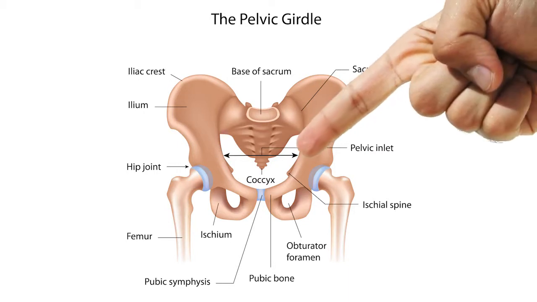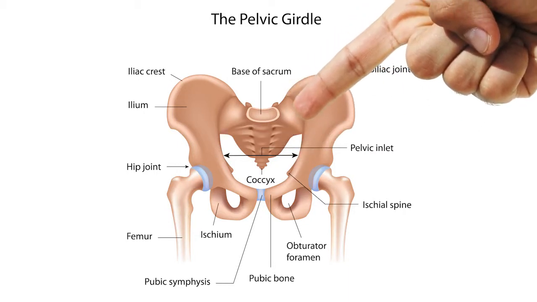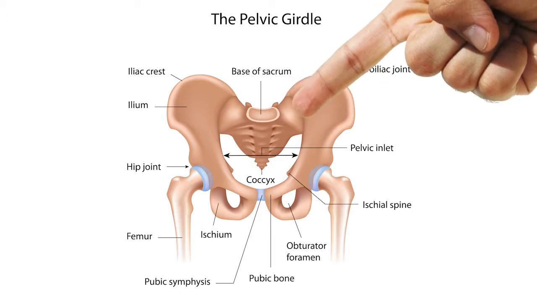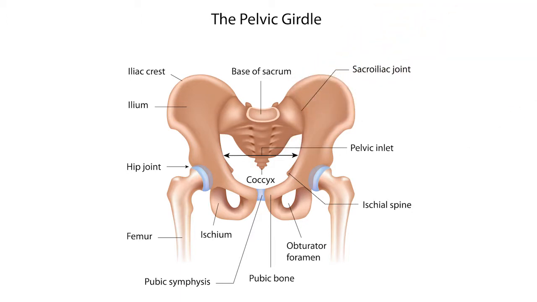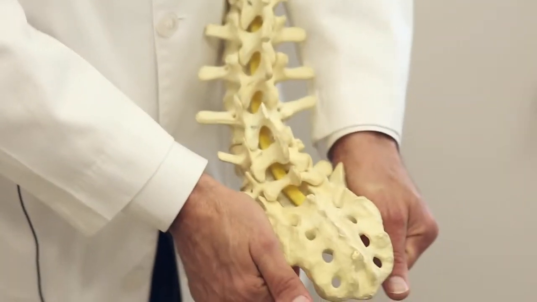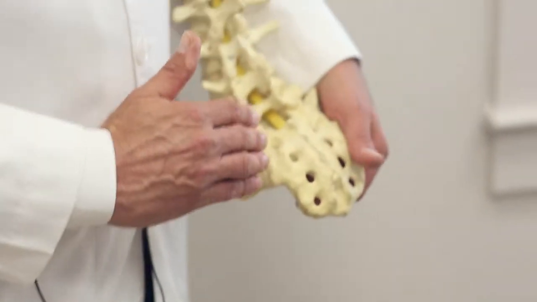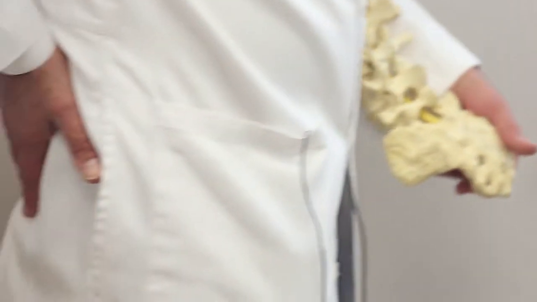Another very common cause of back pain is the joint between the sacral part of the spine and the pelvis, or the ilium, and that is called the sacroiliac joint. On this model, this is the sacrum, and the ilium or pelvis bone sits right here. And this typically will cause pain in the lower part of the back.